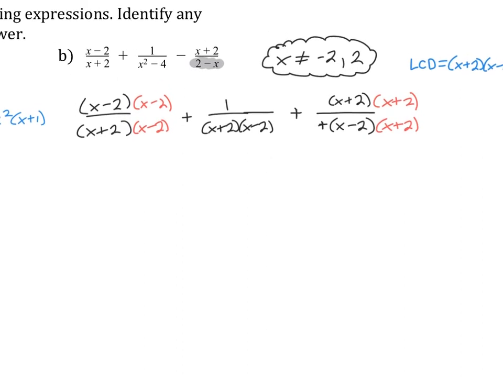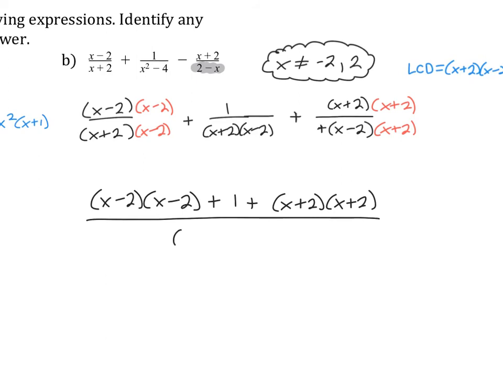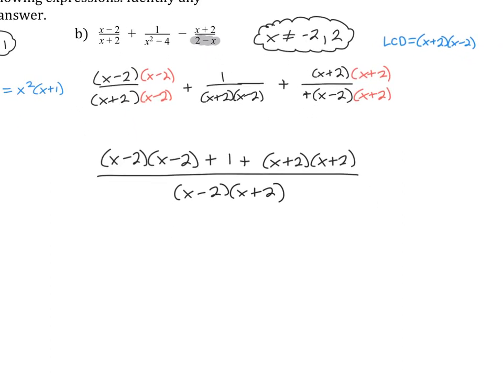So now that we have our LCD, we're ready to add our numerators. So it leaves us with (x minus 2) times (x minus 2) plus 1 plus (x plus 2) times (x plus 2), all over (x minus 2) times (x plus 2). Now here's the kind of tedious part. We do need to start multiplying out our numerator so we can combine like terms.